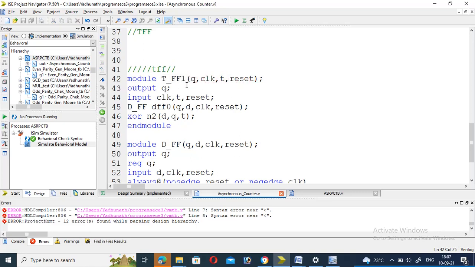Then output variable Q can be treated as a, so this is the same code already used in the previous one, except for the D flip flop. So DFF is a module name, DFF0, Q D clock reset. So this is also nothing but a D flip flop program.